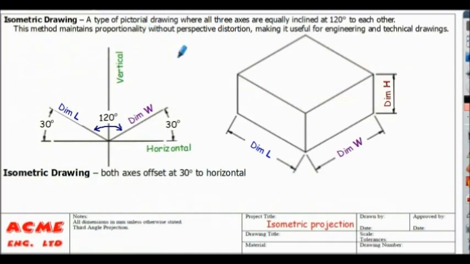Here's a few other definitions associated with technical sketching. Isometric drawing. This is a type of pictorial drawing where all three axes are equally inclined at 120 degrees to each other, as shown here.